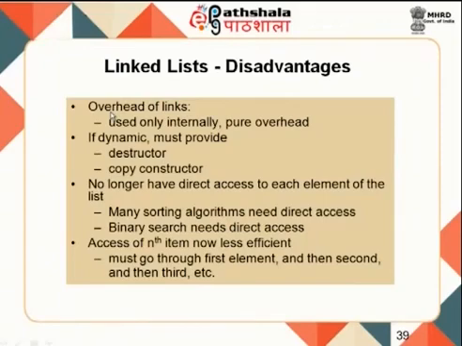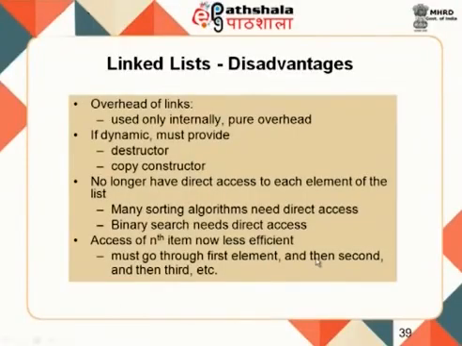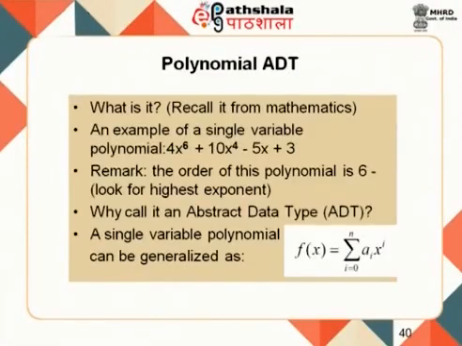The disadvantage is obviously the overhead of links, you need 2 extra links, and dynamic means you need to construct a new node and delete a node, and you do not have direct access to any element using an index, you have to go from the beginning. So, that is the major disadvantage. You have to go through the first element, second element, and that iteration is necessary.